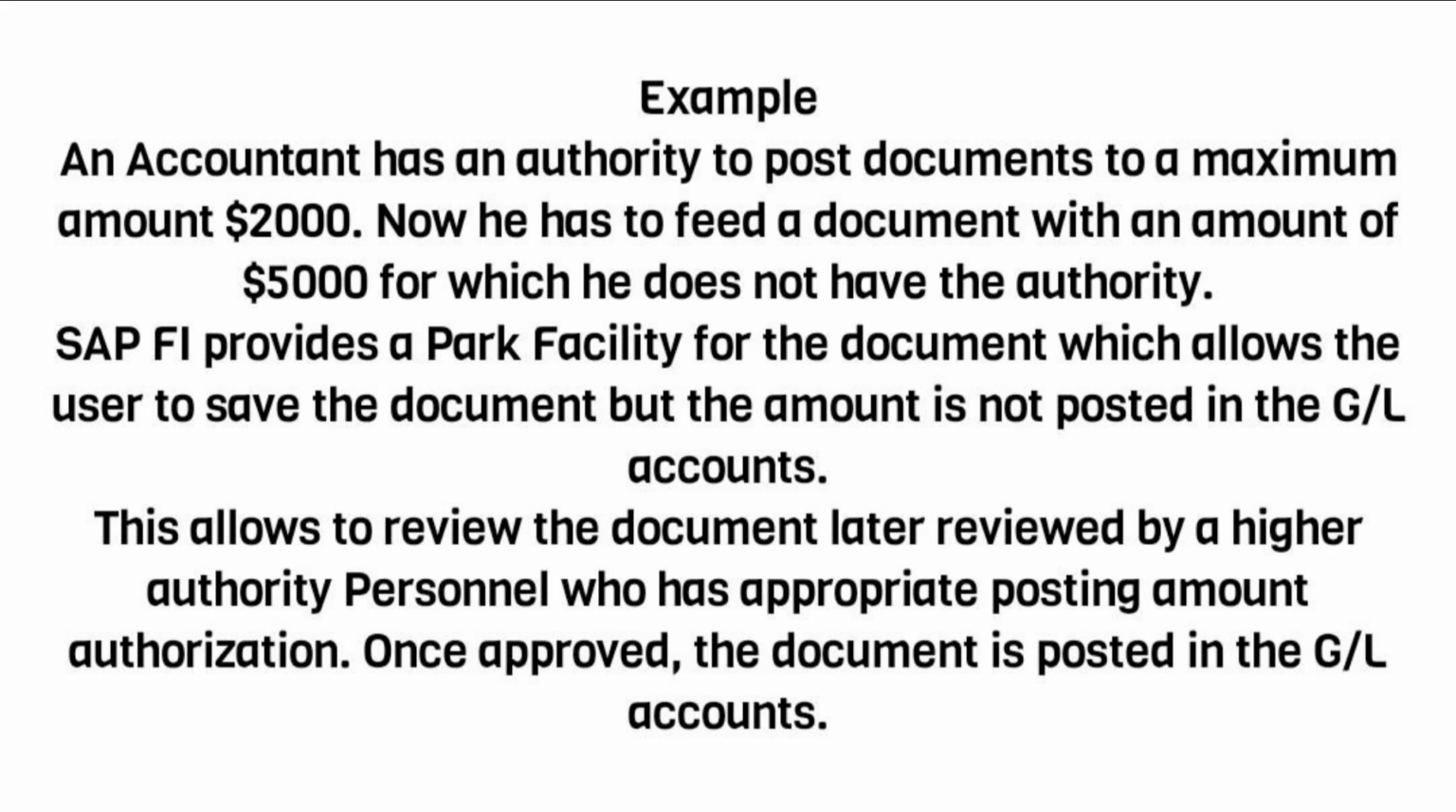Example: an accountant has the authority to post documents up to a maximum amount of $2,000. Now he has to enter a document with an amount of $5,000, for which he does not have the authority. SAP FICO provides a park facility for the document, which allows the user to save the document, but the amount is not posted in the GL accounts.